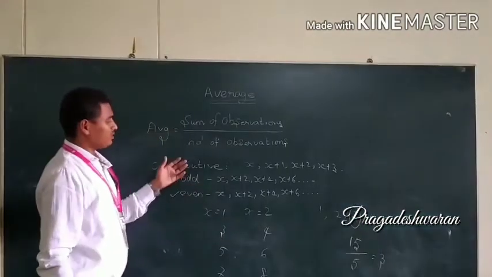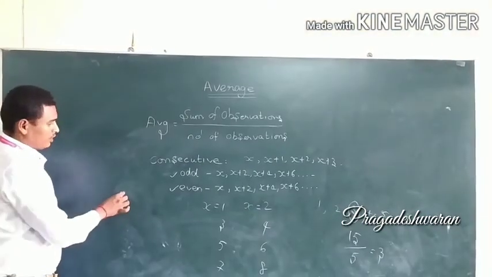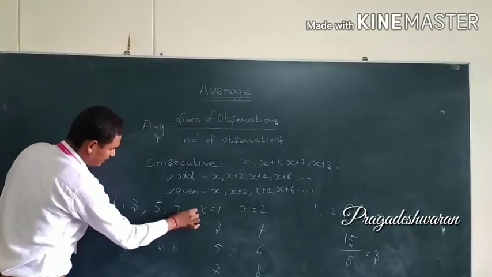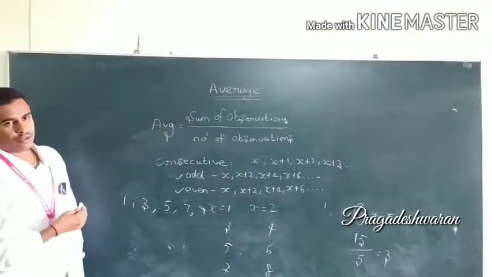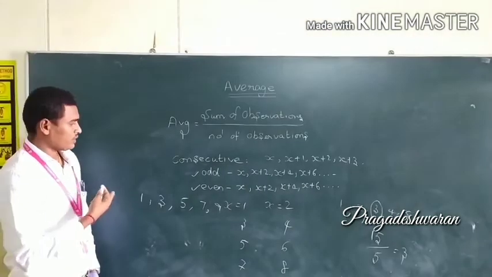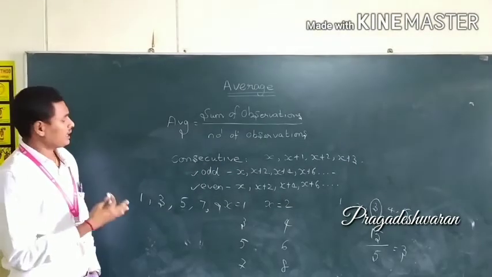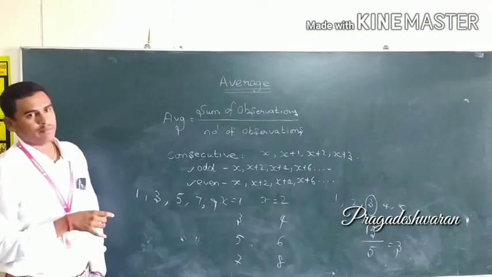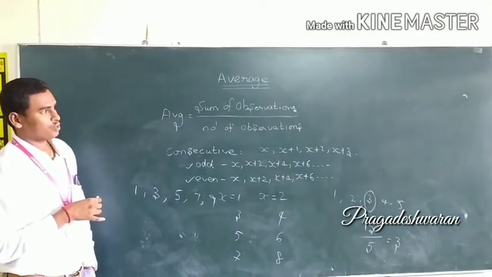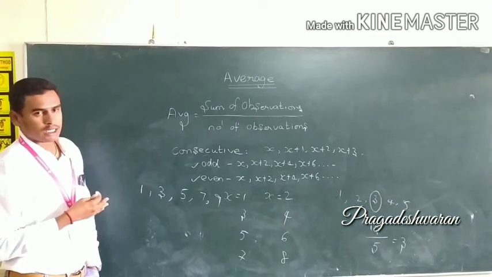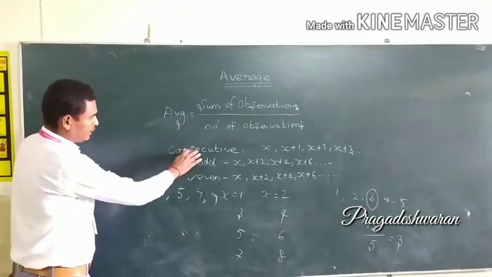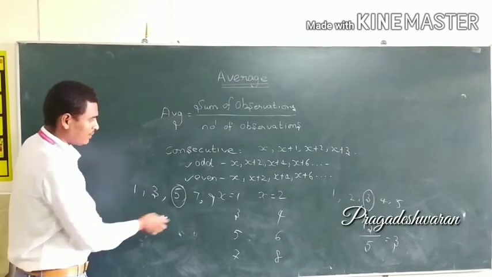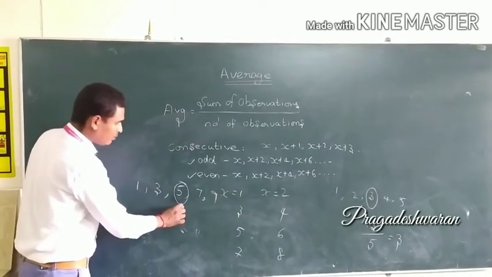So likewise we can solve for these consecutive numbers also. So if the numbers are 1, 3, 5, 7 and 9, and we are asked to find the average of these numbers, first we have to check whether these numbers belong to consecutive or not. I can say that 1, 3, 5, 7, 9 all are odd numbers and they are in successive format. So we can say it to be odd consecutive, and then if it is a consecutive number, we can directly choose the average value to be the middle number. Here there are 5 numbers, so my middle value is 5.